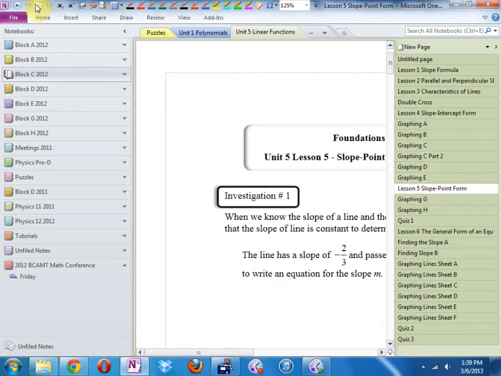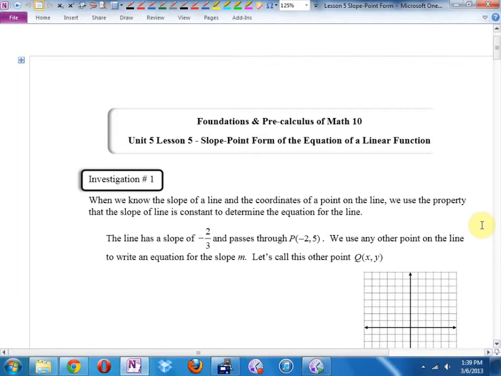Lesson 5. This is called slope point form. And as you may guess from the title, instead of needing the slope and the y-intercept, or instead of telling you the slope and the y-intercept, this form tells you the slope and a point, any point. In fact, slope-intercept form is a special form of this more universal case.